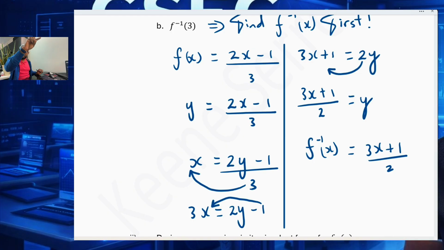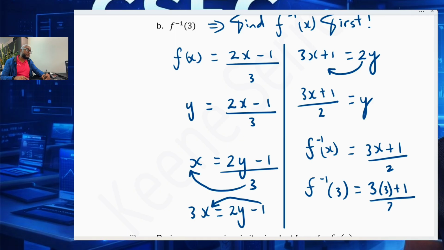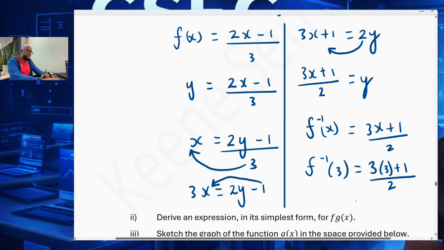Next, I need to put 3 into that inverse of the function. The question wanted me to find f negative 1 of 3. So what do I replace x with here? I replace x with 3. 3 3s are 9 plus 1 is 10, divided by 2 gives me 5. Done.